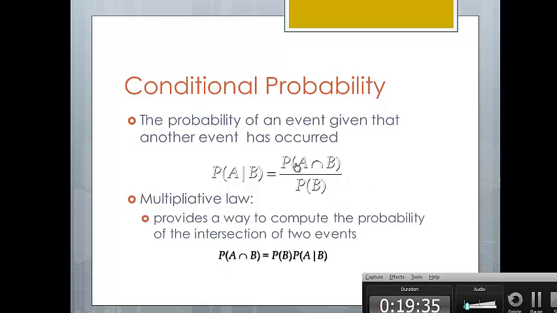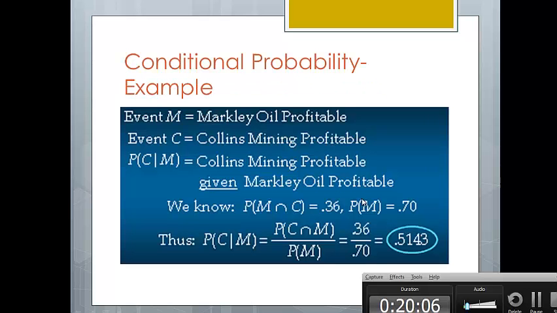So that would be equal to the probability of the intersection of events A and B, so that overlap, divided by the probability of event B occurring. And then this relationship can be rewritten to show the multiplicative law. So this is just basically an algebraic manipulation. And that multiplicative law provides a way to compute the probability of the intersection of two events given that conditional probability. So we're going to look at an example here.